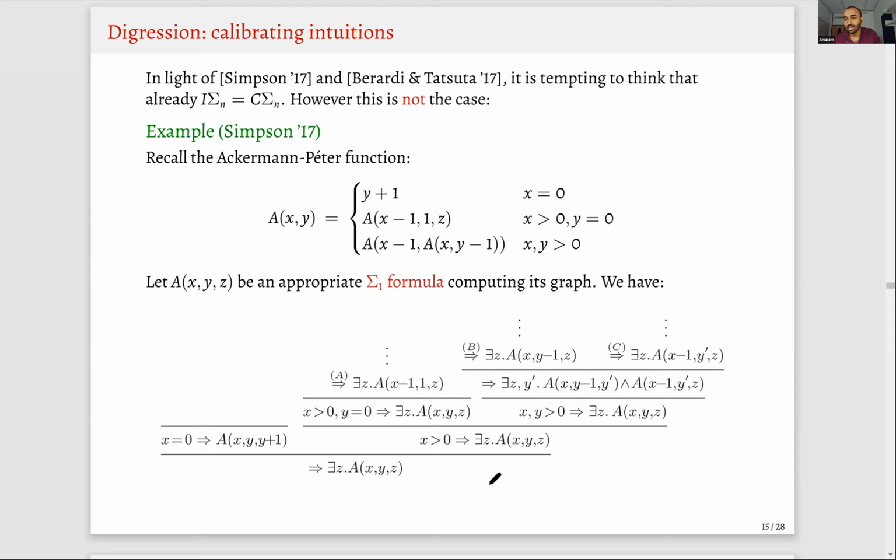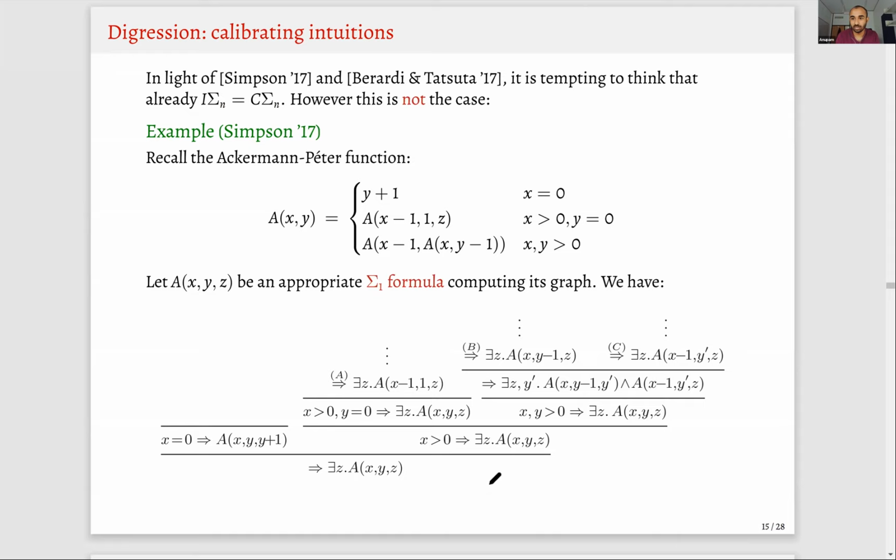Now it's known that such a phenomenon cannot happen in Peano arithmetic because of results that tell us that I sigma one can only prove the totality of primitive recursive functions. This is a theorem of Parsons from the 70s. So already we have this distinction. You can see this example as telling us that C sigma one is not equal to I sigma one, despite the fact that because it's cyclic provable, it must be inductive provable.